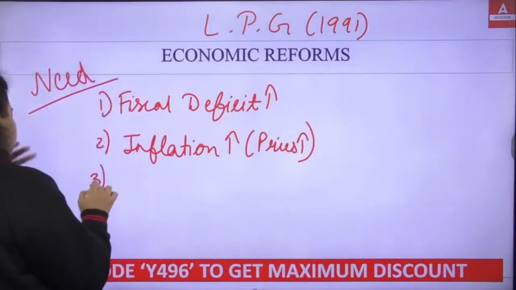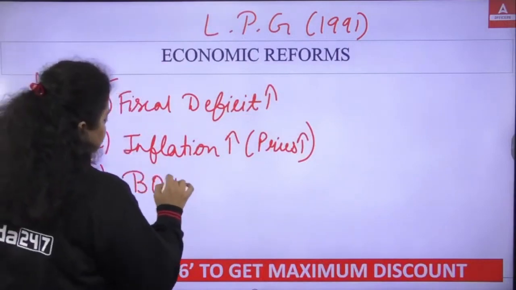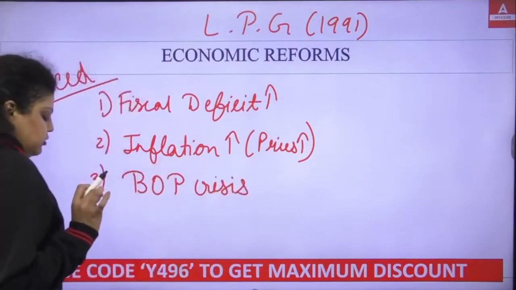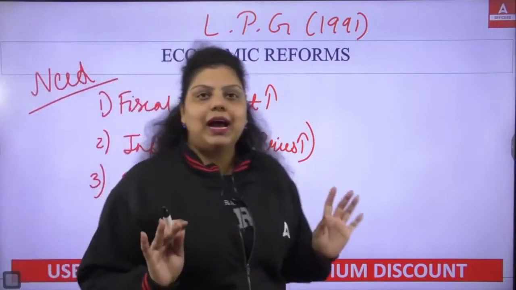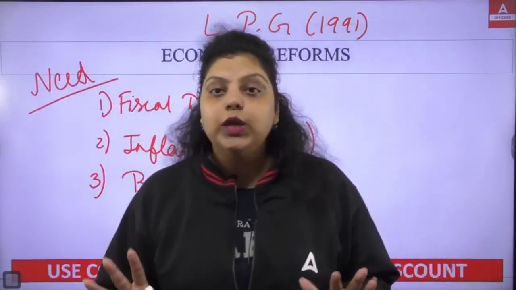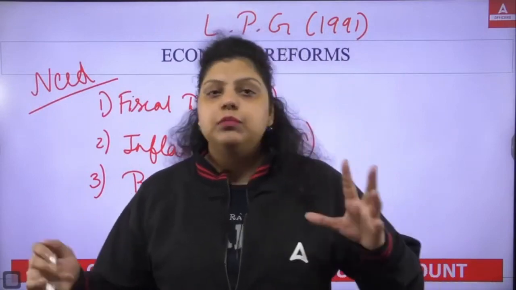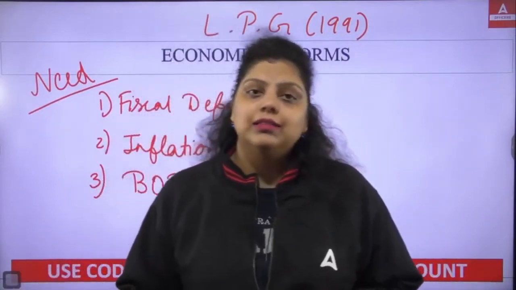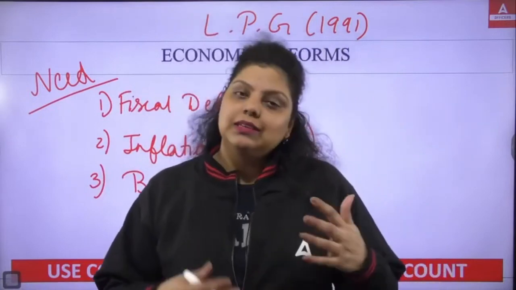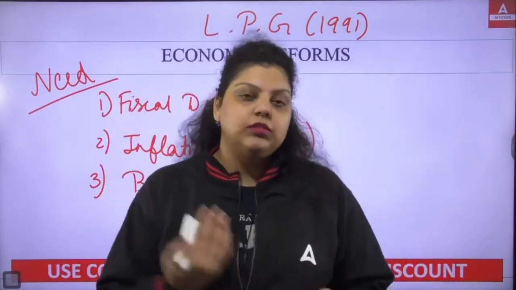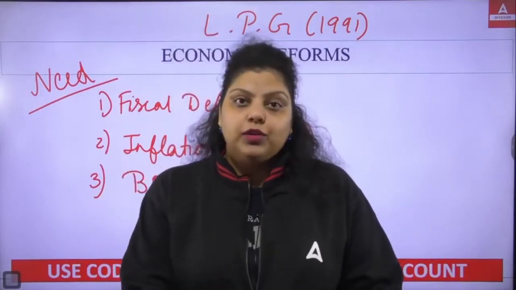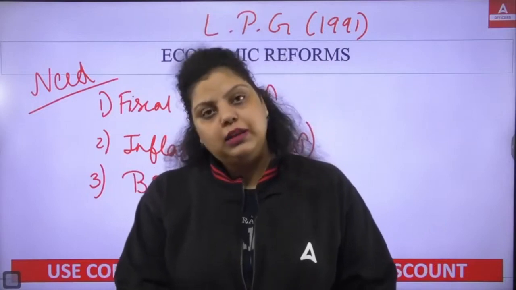The third reason was that there was a balance of payment crisis. Now what is balance of payment? Balance of payment is a systematic statement between India and the rest of the world. We know India does export, import, investment, tourism, grants, a lot of things. So between India and the rest of the world, certain economic transactions are going on in a financial year. When you maintain the record of those economic transactions, that is known as balance of payment.